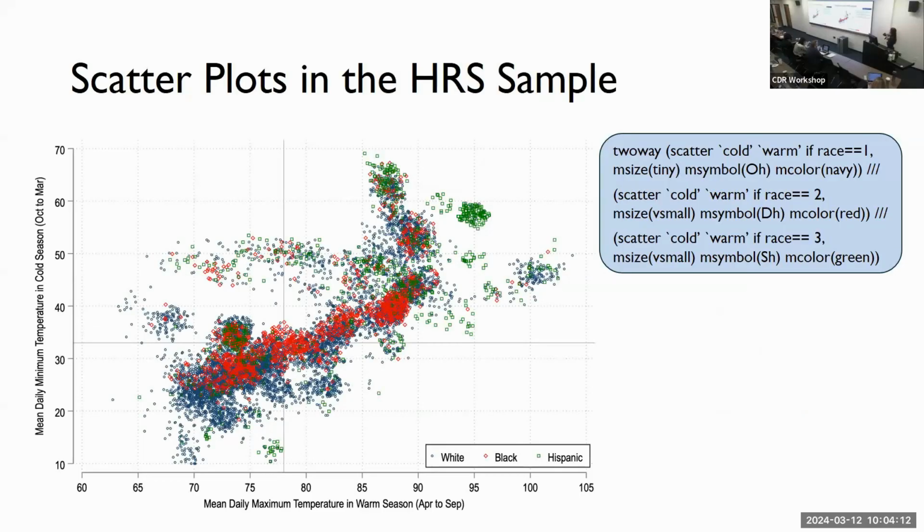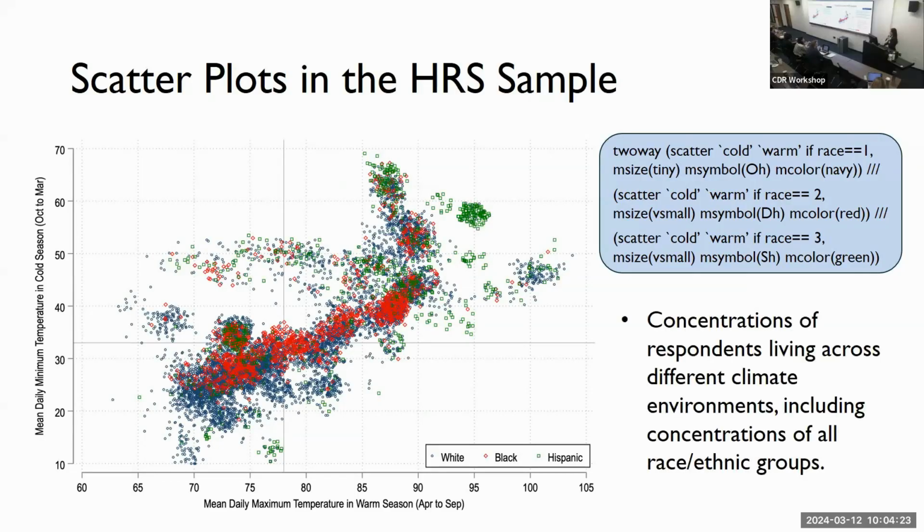Finally, especially when you have questions around health disparity, you may want to do group-based analysis. And one thing to make sure of is that you have enough variation or enough sample size to do so. So what's happening in this graph is on the y-axis, you have mean daily minimum temperature in the cold season. And on the x-axis, you have daily maximum temperature in the warm season. And then this gray vertical and horizontal bar represent the median value, so that we have 4 different kinds of geographic climate conditions.